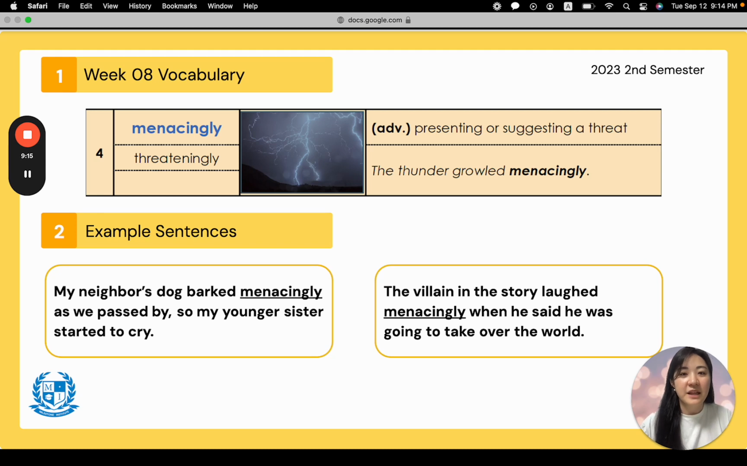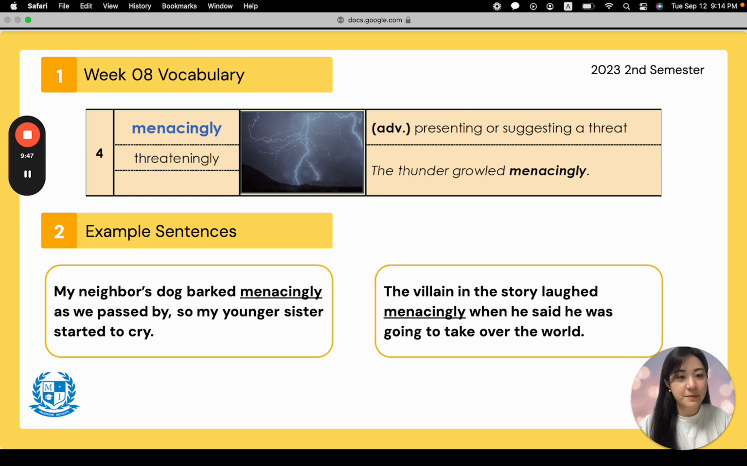Repeat after me. The sentence says, the thunder growled menacingly. Growled menacingly. Good. And the bottom here, my neighbor's dog barked menacingly as we passed by. So my younger sister started to cry. I don't know if you ever walked by someone else's dog and they're like, "Rrr, rrr, rrr," right? Menacingly. In a way that's showing or suggesting a threat.